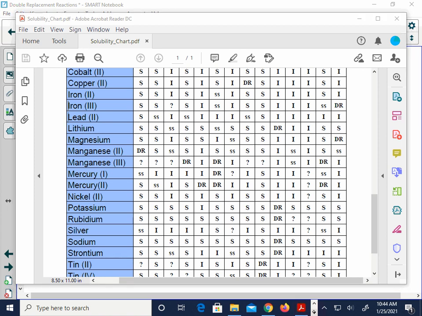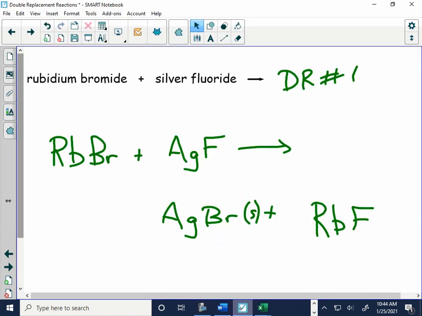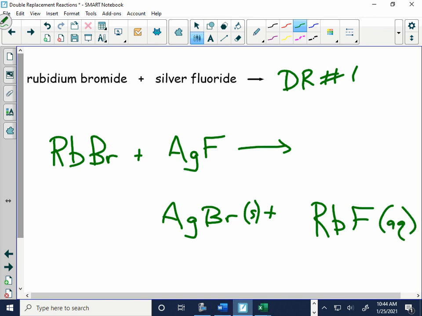So as I'm coming back here, that's going to be an aqueous solution, so my parameters are met. I have one product that is soluble, at least one that is a precipitate. Final thing, am I balanced? Yes, I am. Okay? Yes, I am. So there is our second example.